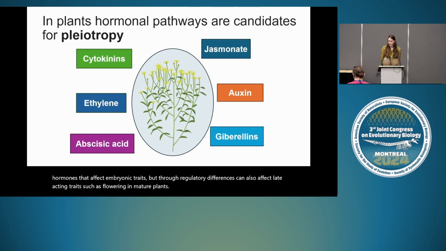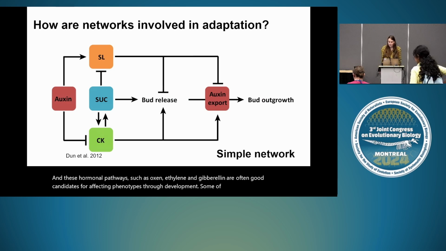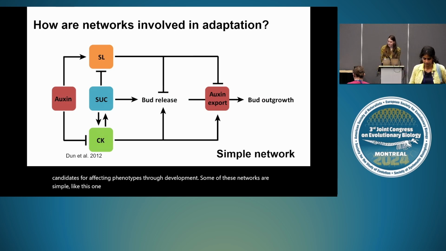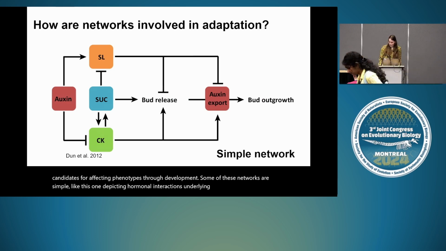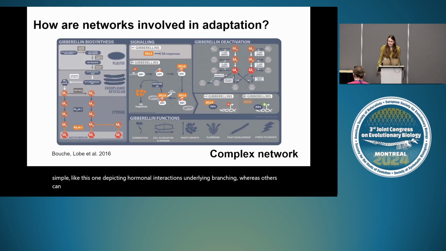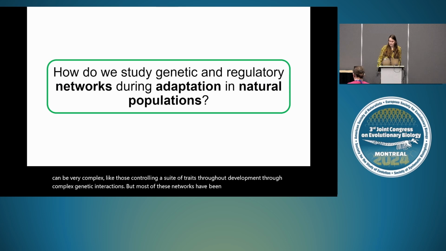And these hormonal pathways, such as auxin, ethylene, and gibberellin, are often good candidates for affecting phenotypes through development. Some of these networks are simple, like this one depicting hormonal interactions underlying branching, whereas others can be very complex, like those controlling a suite of traits throughout development through complex genetic interactions. But most of these networks have been developed in model organisms, and it remains challenging to build these networks in natural populations.